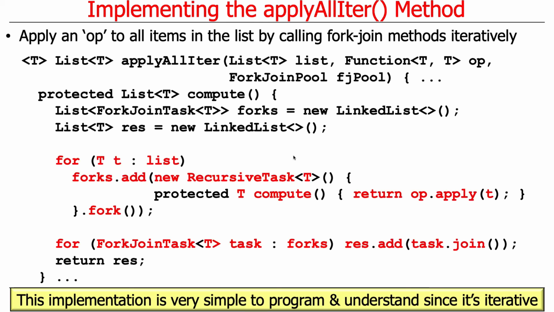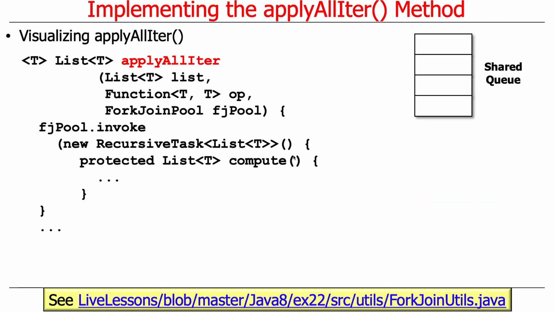So this particular approach is very simple to program and very easy to understand because it's all iterative. You just go through the original list, passed as a parameter, create a recursive task for each element, apply each operation to each element, return the result. All that stuff gets thrown into the fork join pool, and the other threads steal the results. And then we have a loop that waits for all the results to come back. We join everything up together into the results list and return it. So I think it's very simple to understand.